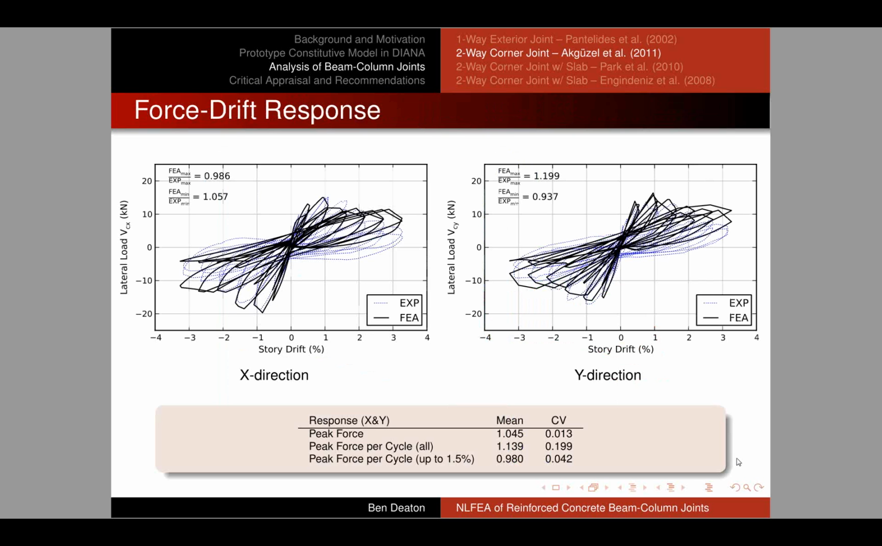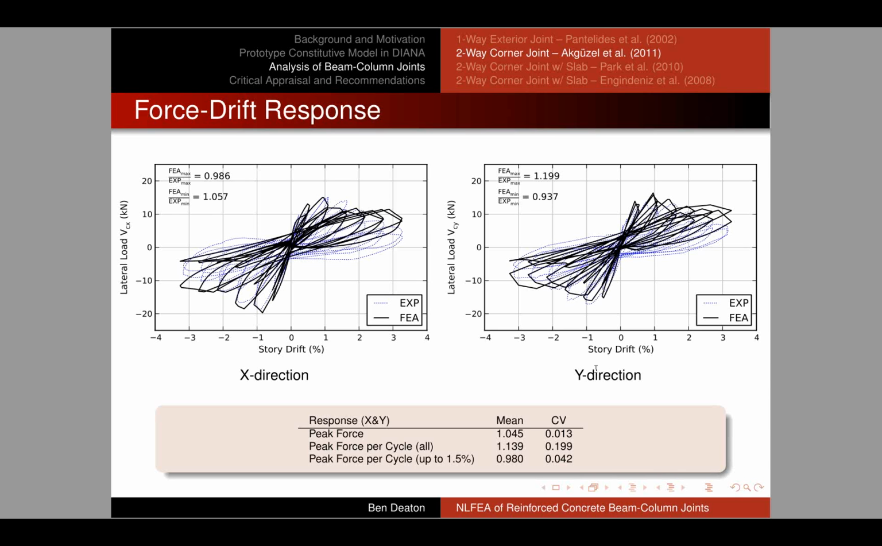So now we're going to take a look at the force drift response in this specimen. So I'm showing two graphs. These each correspond to the lateral load at the top versus story drift. On the left, we're showing the lateral load in the X direction versus the story drift in the X direction. And on the right, we're showing the lateral load in the Y direction at the top of the column versus the displacement or drift at the top of the column in the Y direction.